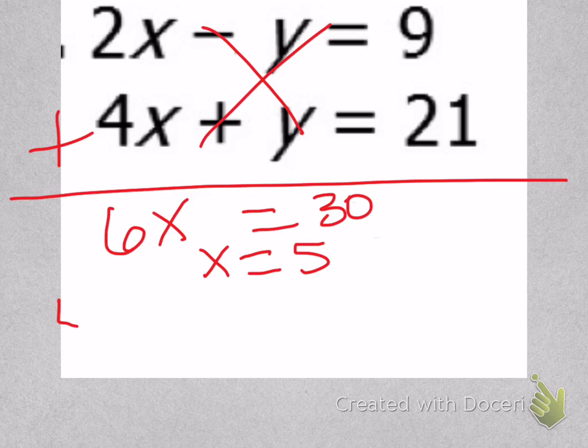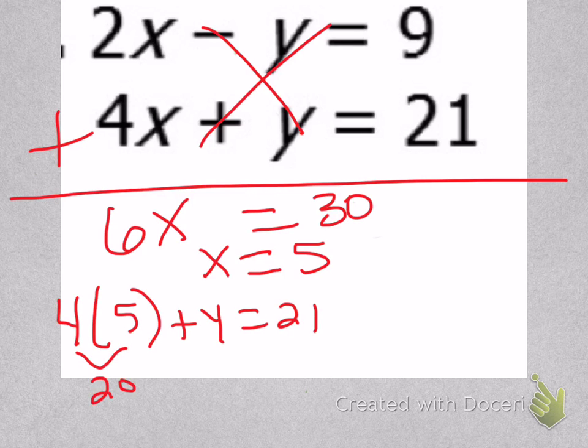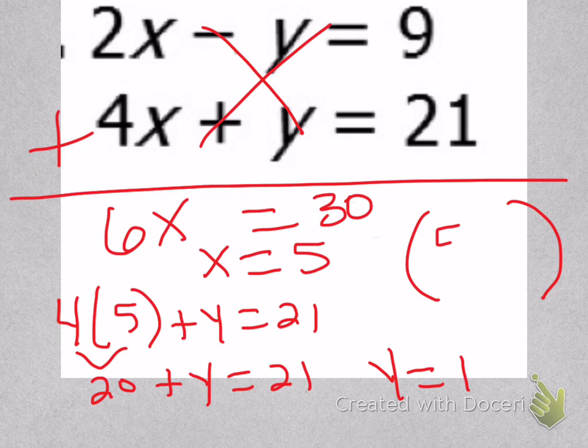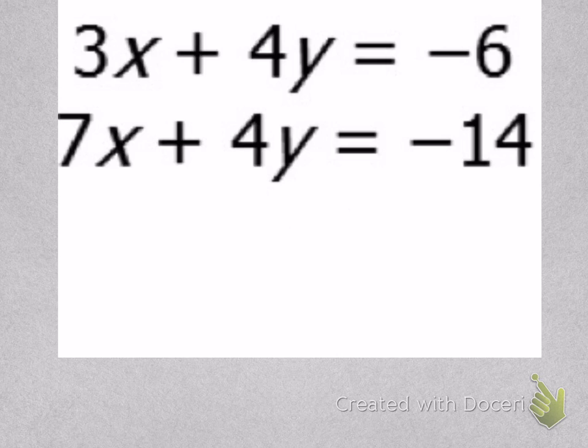I'm just going to pick the second one. So we have 4 times 5 plus y equals 21. 4 times 5 is 20, plus some number equals 21. So you can see that y equals 1. So my ordered pair is 5, 1. Don't forget you can double check by putting 5 for x in the top one and 1 for y. So 2 times 5 is 10, 10 minus 1 is 9. Yes, it works.